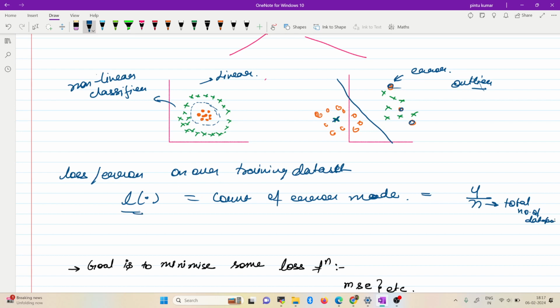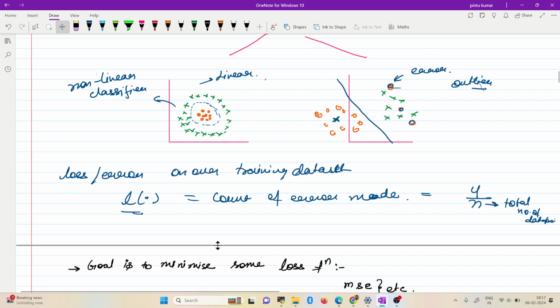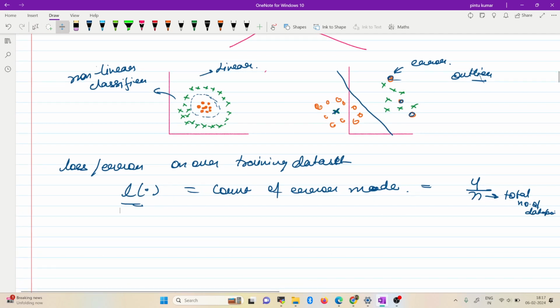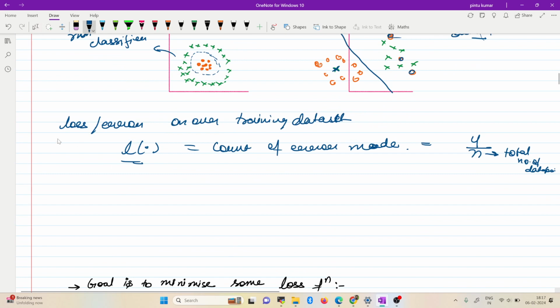This loss function that I have defined just now is very intuitive, and it has a name also. It is called the 0-1 loss function. You might have heard about it. So what it is? You take the summation of L of f of xi comma yi.